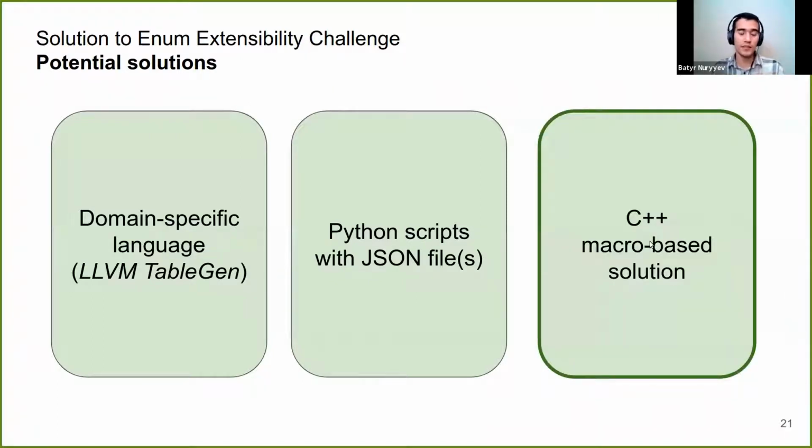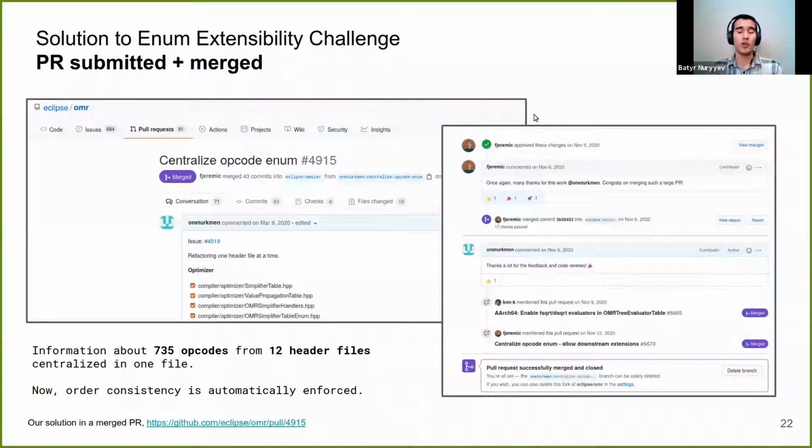The third candidate is the C++ macro-based solution, inspired by how Mozilla's JavaScript engine, called SpiderMonkey, manages its opcodes. After discussions with the team, this solution seemed to be the most preferred one due to its simplicity and minimalism. Our macro-based solution was implemented and merged into the main branch after continuous discussions and code reviews with team members.